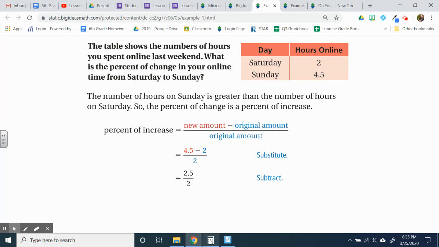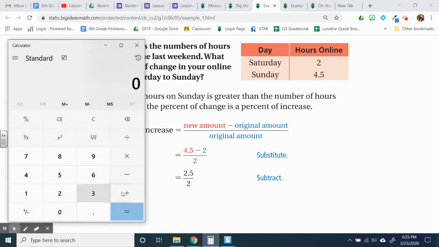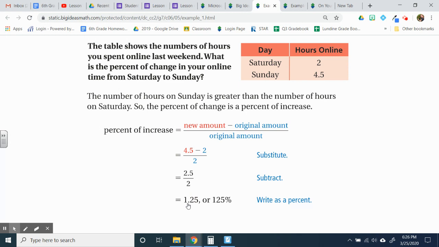So now I'm going to go ahead and divide this. So I'm going to do 2.5 divided by 2, and yes, you will want to use your calculator. That gives me a decimal. Well, once we have a decimal, if we're looking for a percent of increase, we have to move this decimal point 2 times to the right. So if we take the decimal and move it 2 times to the right, our answer would be 125%. So it says your online time increased 125% from Saturday to Sunday.